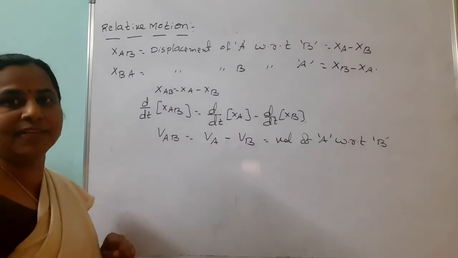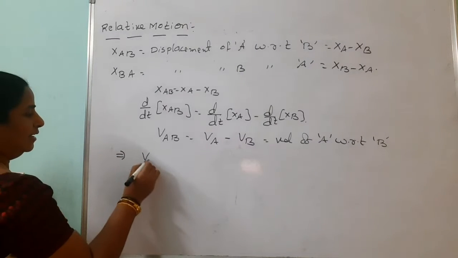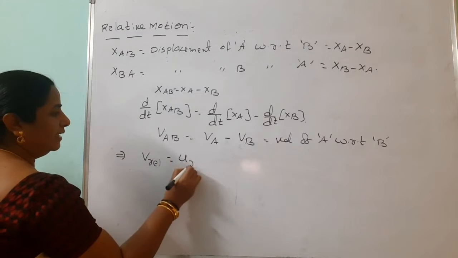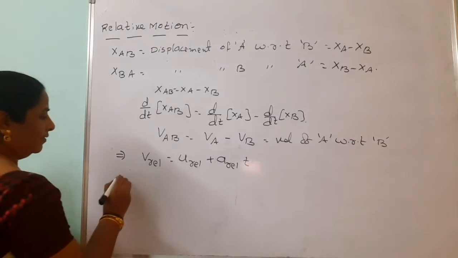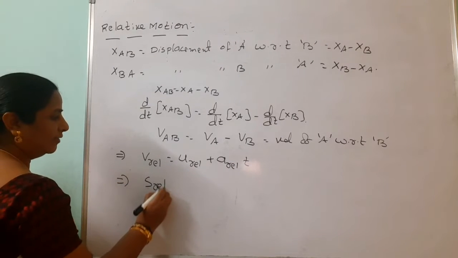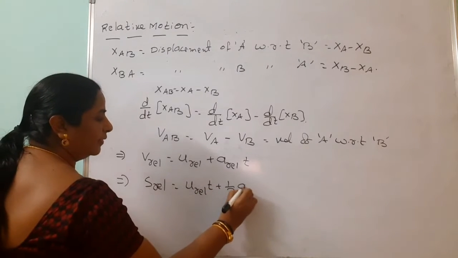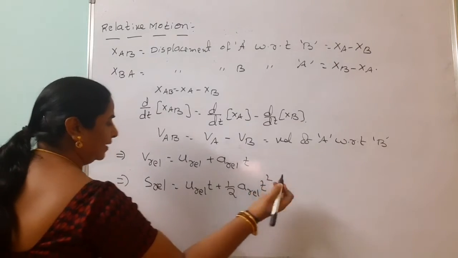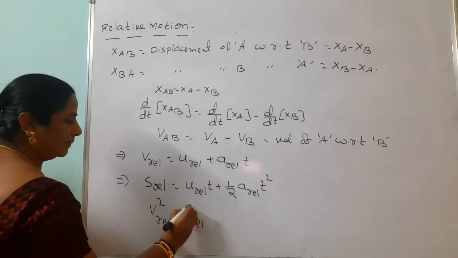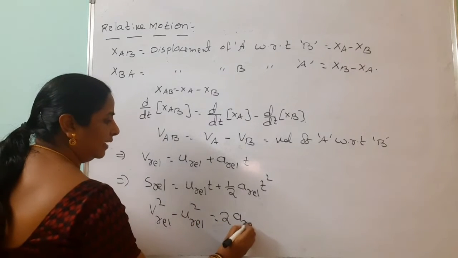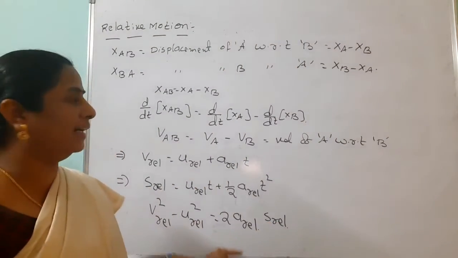We can apply this to the equations of motion also. What is the first one? V equals U plus AT. Relative final velocity equals initial relative velocity plus relative acceleration into time. For the second one, S relative equals U relative into T plus half into A relative into T square. Then final velocity square minus initial velocity square equals 2 into A relative into displacement. So these belong to relative motion.